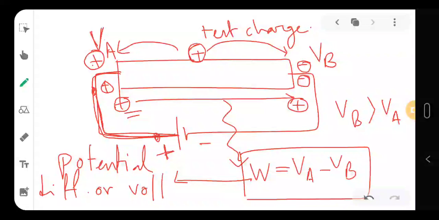This is a very important concept you have to learn. What is voltage? Voltage is the work done by a unit positive charge to go from one point to another point. You have to take some reference: the voltage between point B and point A is this, and the voltage between point B and point C is this. For different points, the work done will be different.